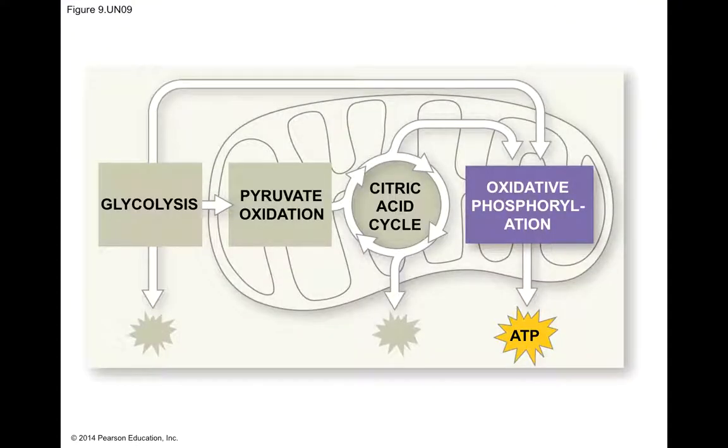In eukaryotes, oxidative phosphorylation takes place in the inner membrane, or the cristae, of the mitochondrion. In bacteria that can do aerobic respiration, this takes place in the plasma membrane. Oxidative phosphorylation can be separated into 2 parts, the electron transport chain and chemiosmosis.